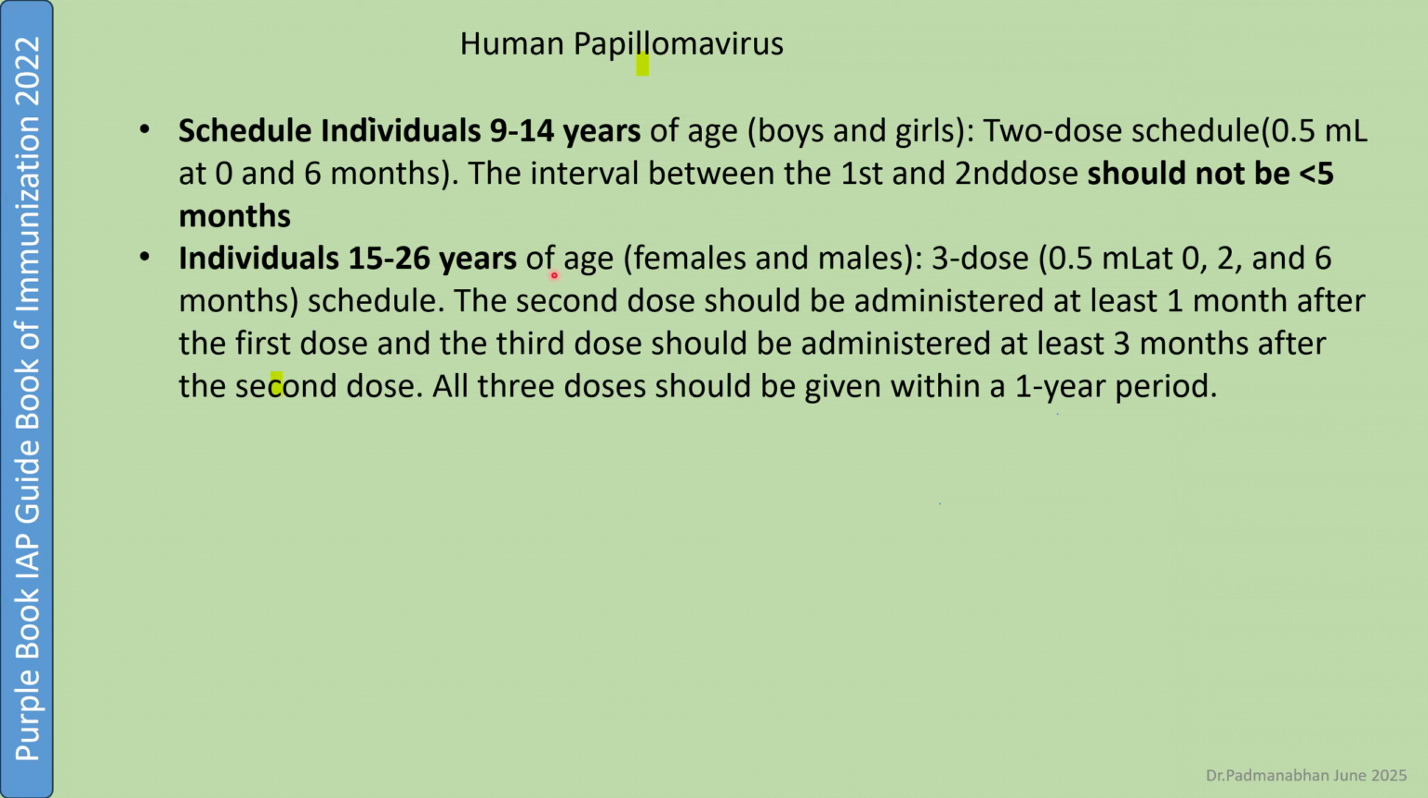For individuals between 15 to 26 years, females and males, 3 doses. See, 9 to 14 years, the 2-dose schedule, because they develop higher immunity. Mohsen, are you there with me? Yes, sir. Okay. Between 15 to 26 years, it is only 2 dose. Okay. You can read through this.